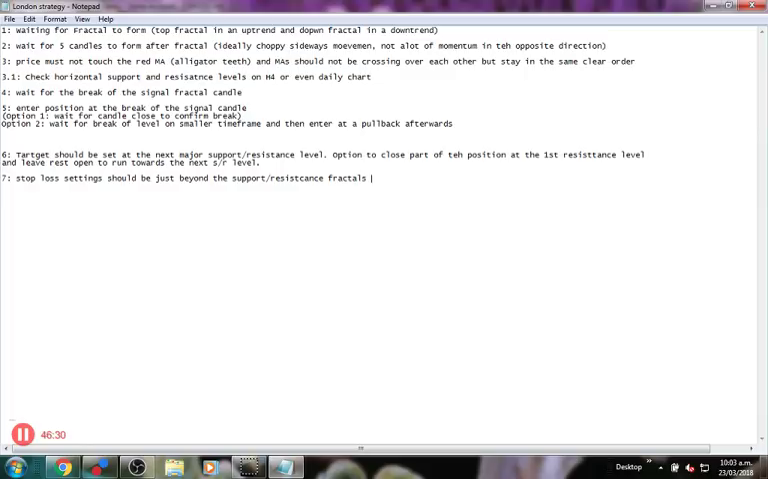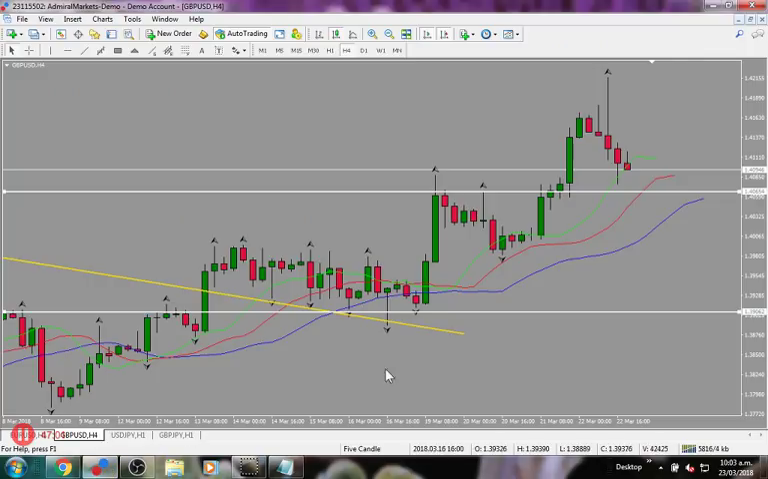Essentially, I'm trying to write it down so that it's valid for both uptrend and downtrend continuations. So stop loss setting should be set just beyond the support resistance fractals that form near the trade area. Any questions? Let me know.